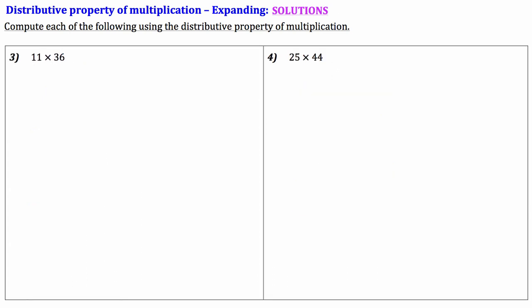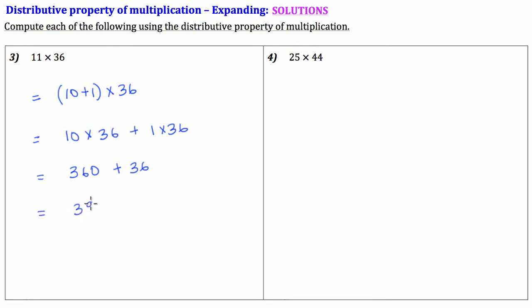The next problem is 11 times 36. So we can rewrite this as (10 plus 1) in parentheses times 36. And then we can use the distributive property to say 10 times 36 plus 1 times 36. And 10 times 36 is 360, or 36 tens, plus 36. And the sum is 396. So this is equal to 396.